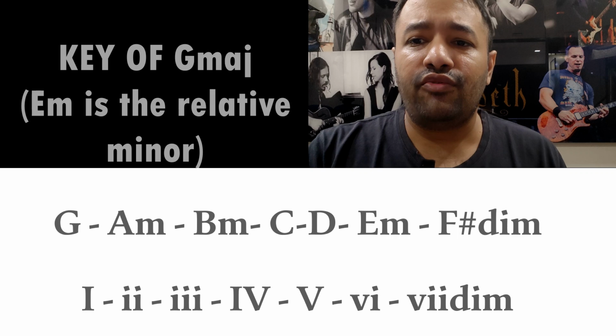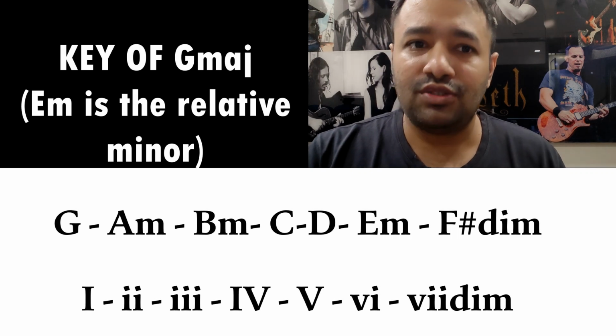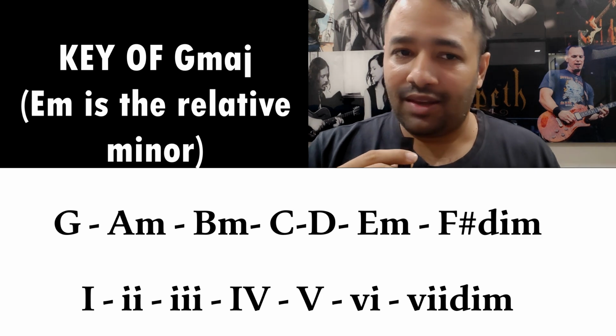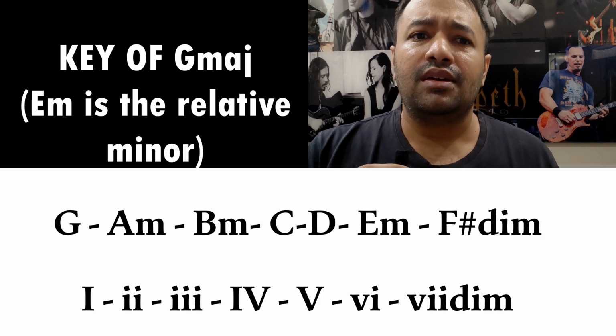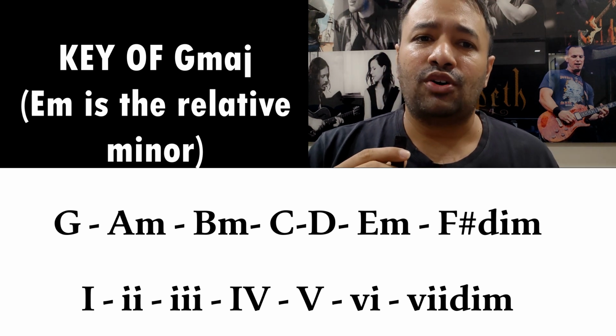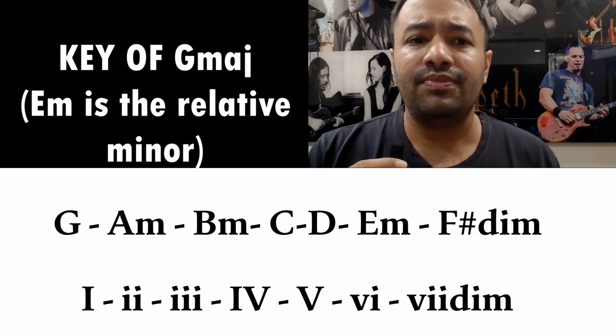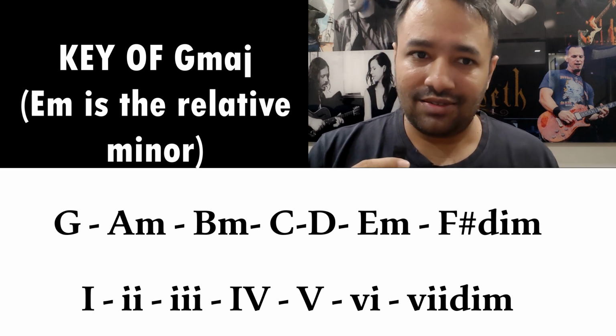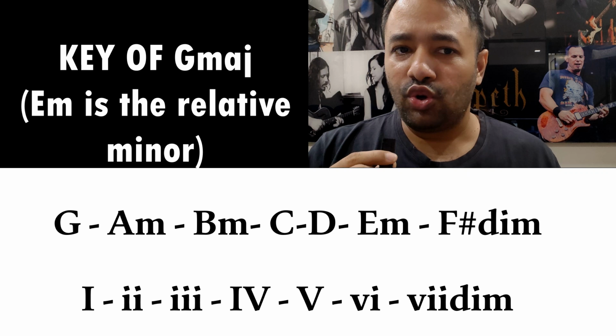Now let us start off with looking at the parent scale for this song, which is G major, or you can say E minor as well in certain places. E minor, you must probably know, is also known as the relative minor of G major. So the chords and the notes of these two scales are exactly the same, but only the root chord will be different.